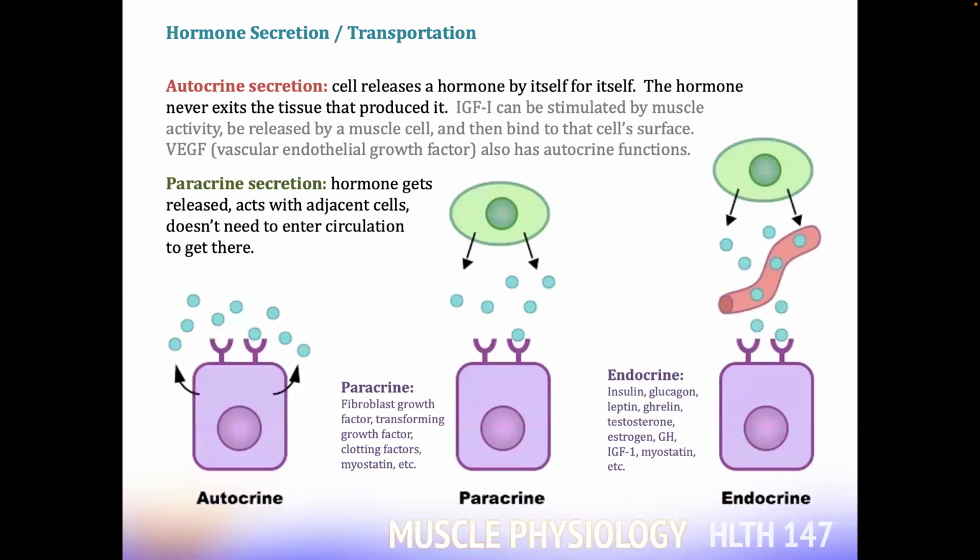Autocrine is a cell releasing a hormone that binds to itself. Remember, polypeptide hormones, these bind to the cell surface. So if a cell manufactures that hormone, it won't do anything until it binds to those receptors. The cell has to release it for it to have an action, so it can bind to itself.